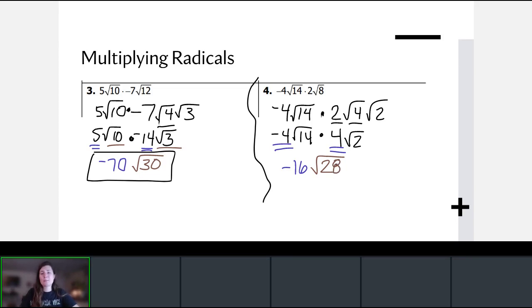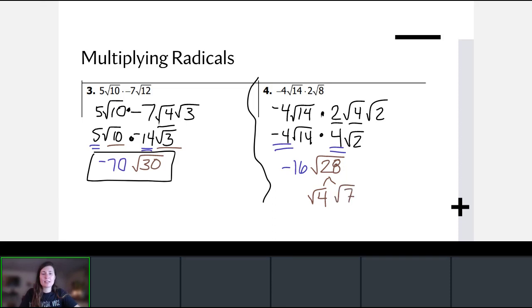So we have root 28. Now, before I square this answer or circle it and say this is the final one, we need to ensure that the square root of 28 cannot be broken down. Think, can we simplify the square root of 28? Yeah. It breaks down into the square root of 4 times the square root of 7.